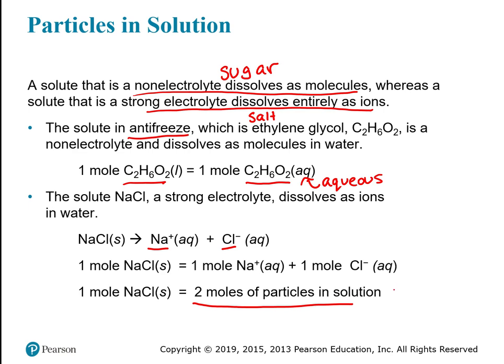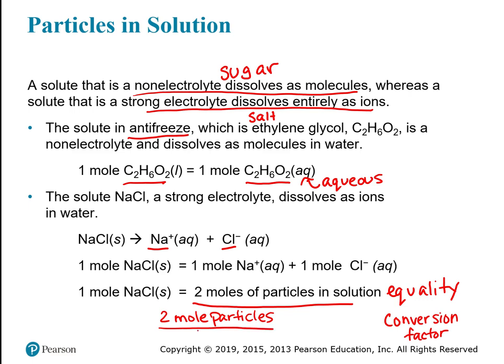So this is an equality. Remember those equalities from chapter 2. So a conversion factor, which looks like a fraction, could be 2 moles of particles for every 1 mole of NaCl. And you'll see why it's important that we can write this conversion factor in just a minute.